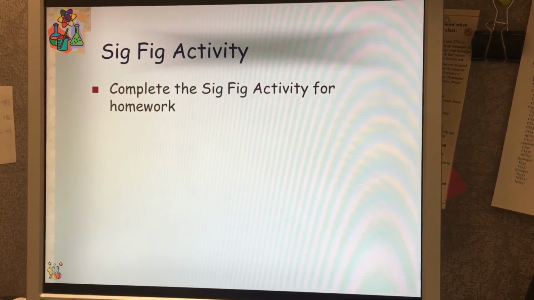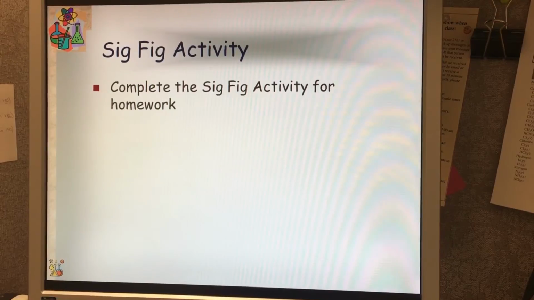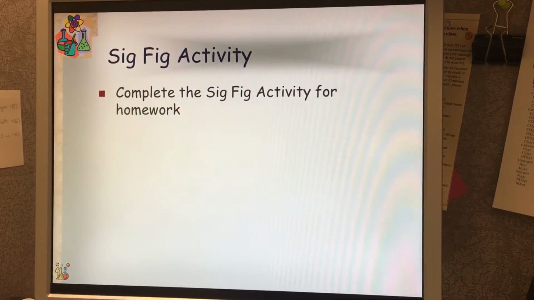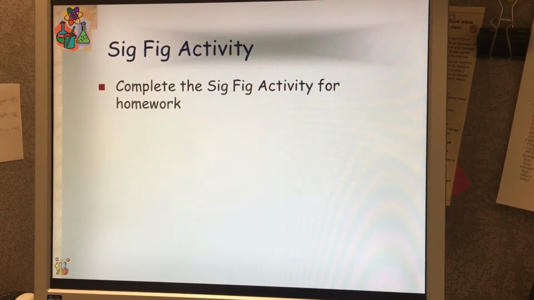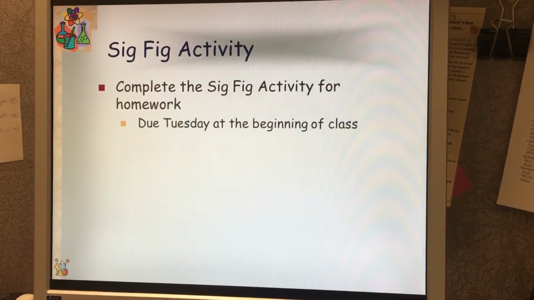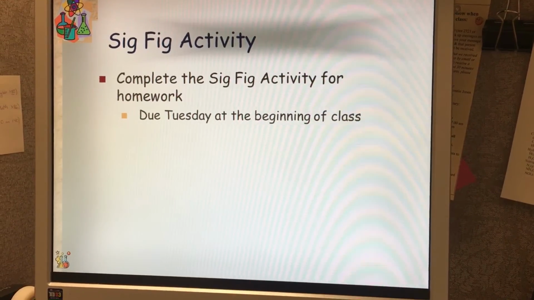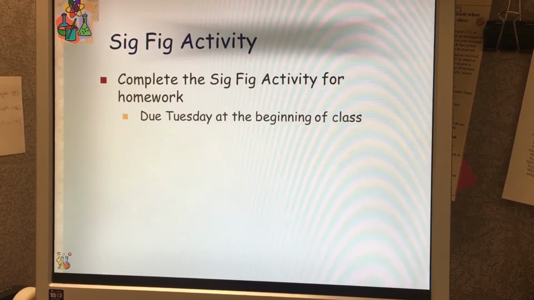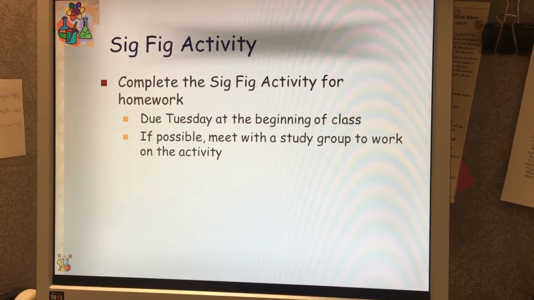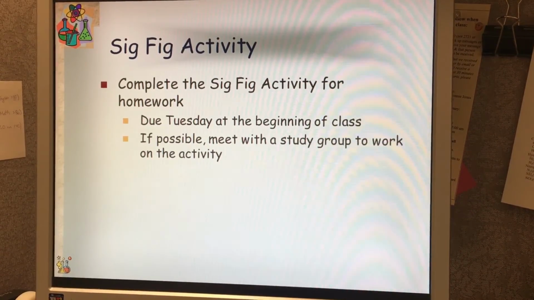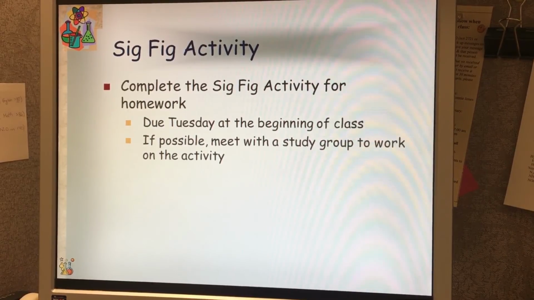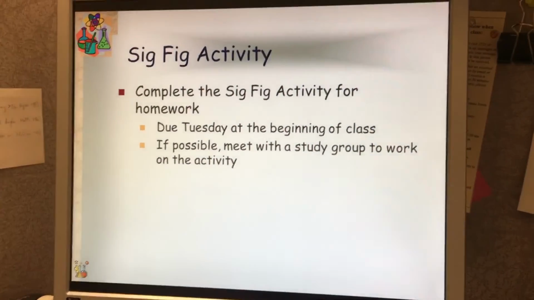At this point, please go to Canvas and either print or download the Significant Figures activity and complete this for homework. It will be due Tuesday at the beginning of class. If you're unable to make it to campus, please complete it individually. But if you are able to meet with a study group to work on this activity, that is best. It'll be easier to complete the activity, and you'll learn more if you work in a group.